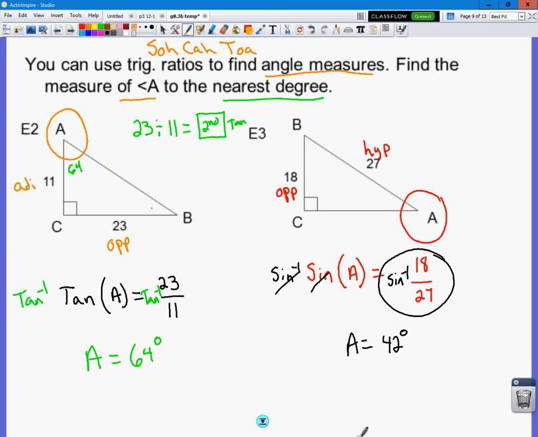I got 41.8. Okay, but if we round to the nearest degree, next two examples then.